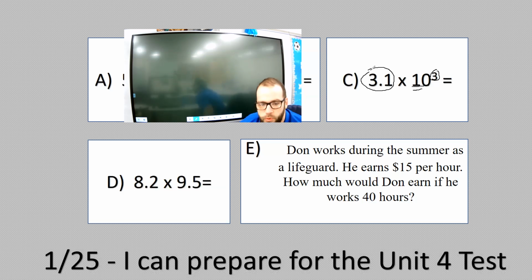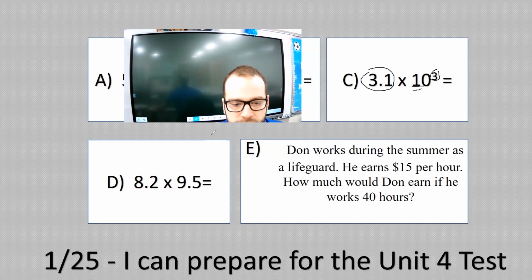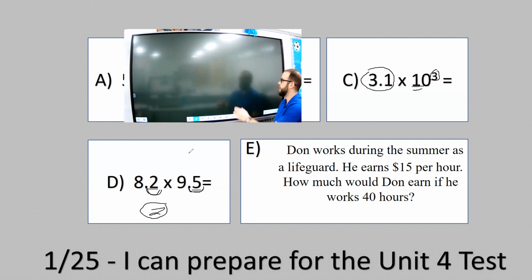Now we have 8.2 times 9.5. The first thing we want to do is pretend like the decimal is not even there. So there's 2 decimal numbers that we want to somewhere note, because we had to push this one over once and this one over once. That's twice total. Now we just have to find 82 times 95.